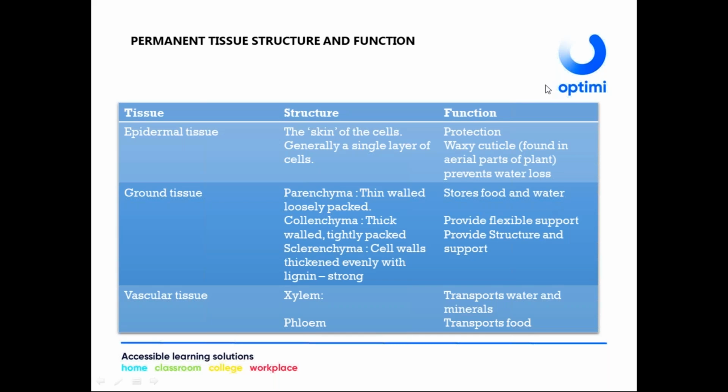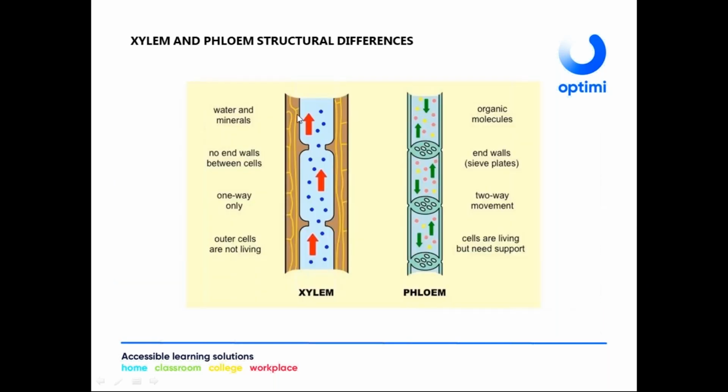Okay, now let's look at this. It basically summarizes the different types of permanent tissue found in plants. This is our xylem and phloem, our vascular tissue responsible for transportation of food and water. And this image depicts the structural differences between our xylem and our phloem, which you can also get as an exam question.